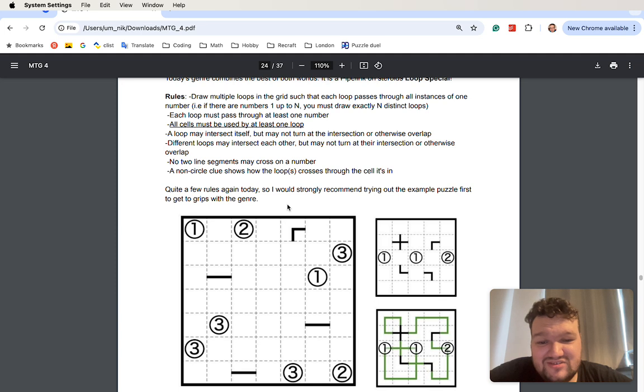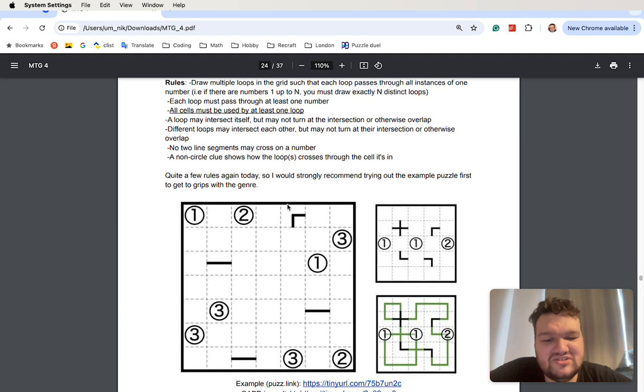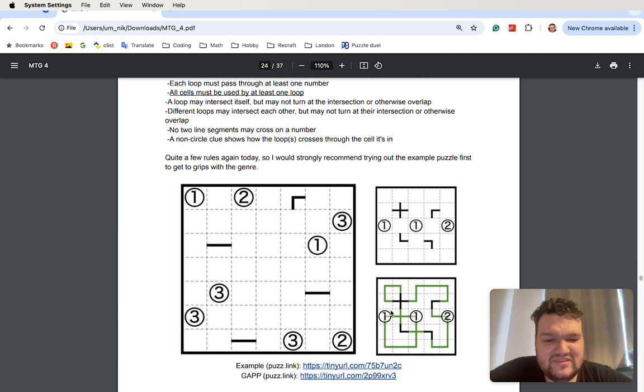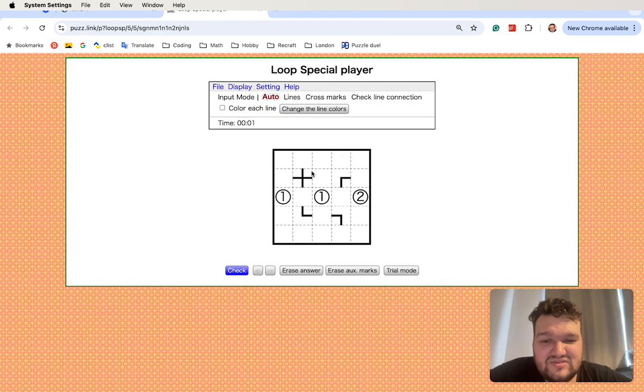Quite a few rules again today, so I would strongly recommend trying out the example puzzle first to get to grips with the genre. Okay, so we're drawing a loop on ones, and a loop on twos. We need to use up all the cells, and we have some parts already drawn. So the parts that are already drawn, we might as well continue. That's a big chunk already drawn for us.